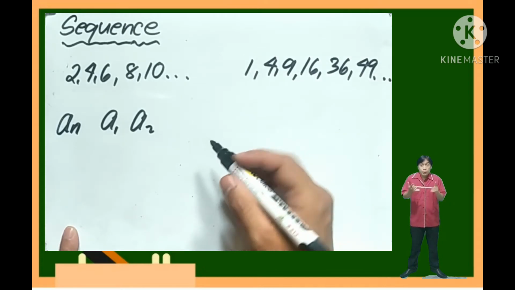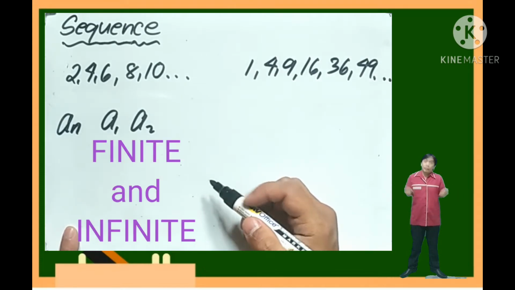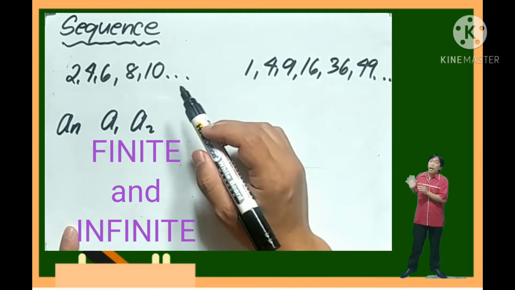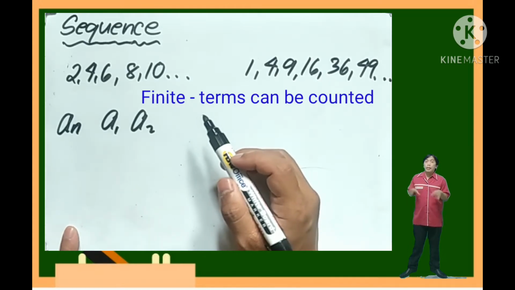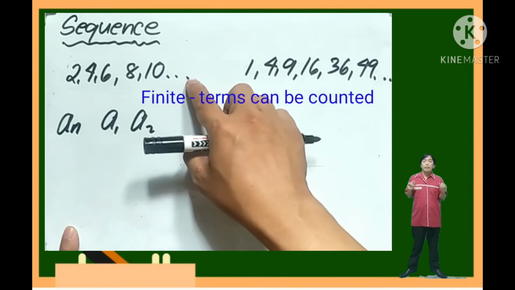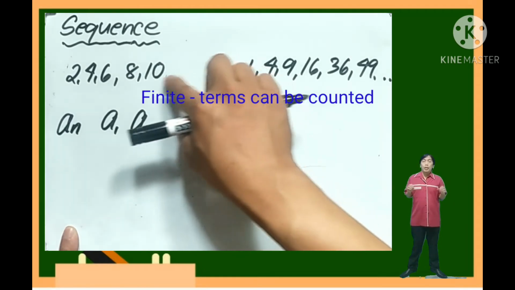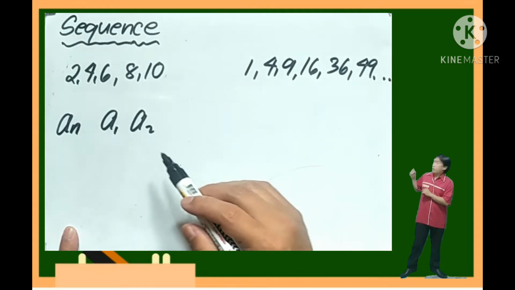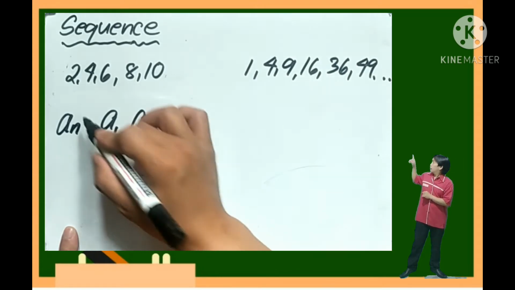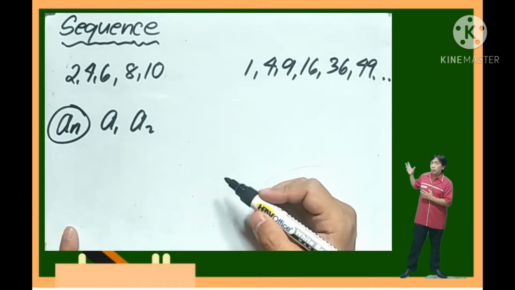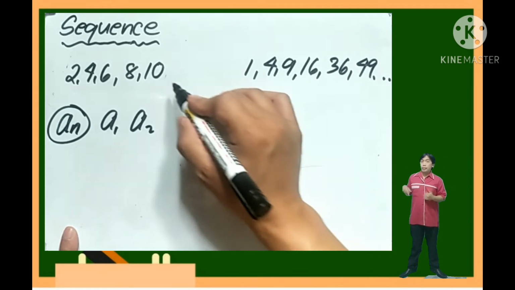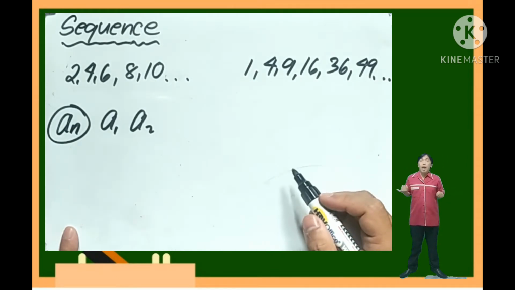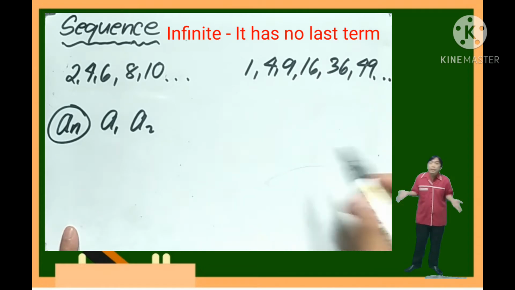Now, a sequence may either be finite or infinite. A sequence is finite if the number of terms can be counted. So, if I remove this ellipsis, our last term will be 10, and that last term is denoted by a sub n. Now, if I put the ellipsis here, that is what we call infinite.